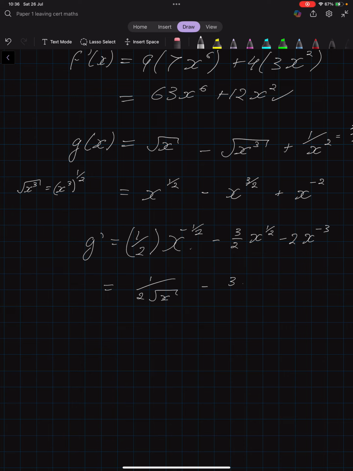This is going to be 3 x to the power of a half, that's 3 root x over 2. And the very last one is just minus 2 over x cubed. So that's the rate of change of this. Okay? All right. So hopefully that's all okay.